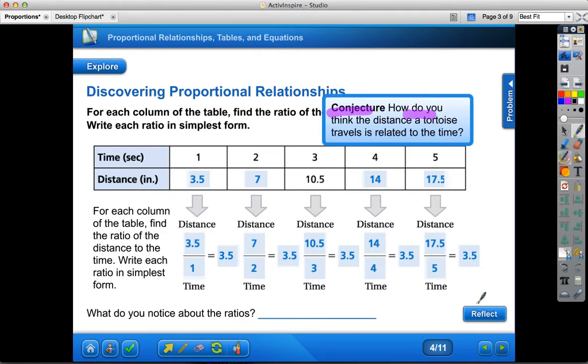So your reflection question. Conjecture, how do you think the distance a tortoise travels is related to the time? So a conjecture is a prediction, and you want to predict how the distance a tortoise travels is related to the time.